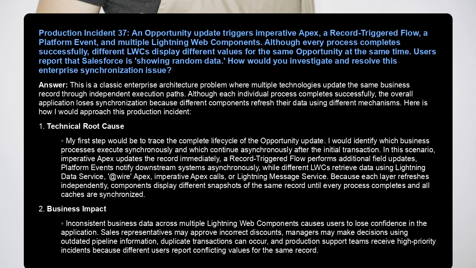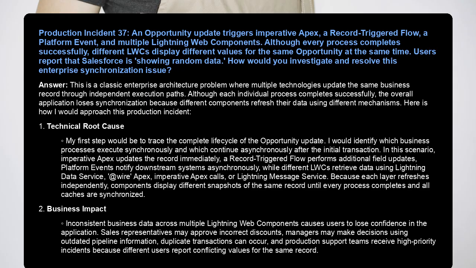Answer. This is a classic enterprise architecture problem where multiple technologies update the same business record through independent execution paths. Although each individual process completes successfully, the overall application loses synchronization because different components refresh their data using different mechanisms. Here is how I would approach this production incident. 1. Technical root cause. My first step would be to trace the complete lifecycle of the opportunity update. I would identify which business processes execute synchronously and which continue asynchronously after the initial transaction.